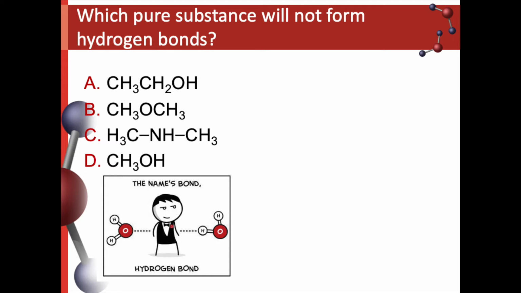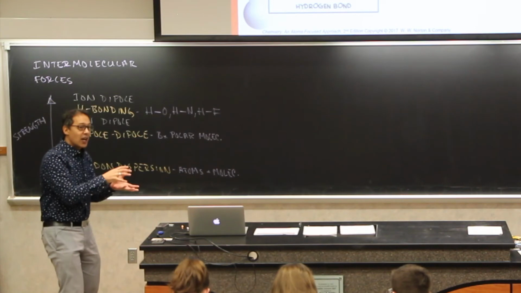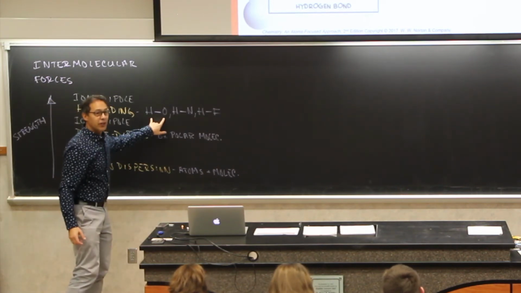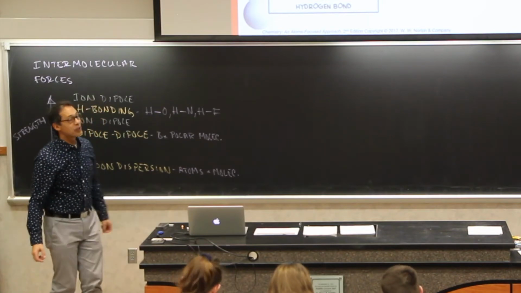Awesome. Okay, so you're saying B seems most likely because there are hydrogens, but they are bonded to the carbons and not to the oxygen. And that is correct. So it has an oxygen, it has a hydrogen, but they're not bonded to each other. So B will not hydrogen bond.